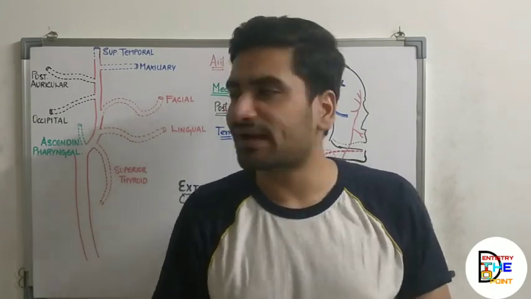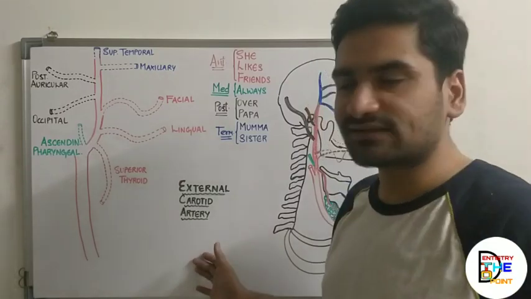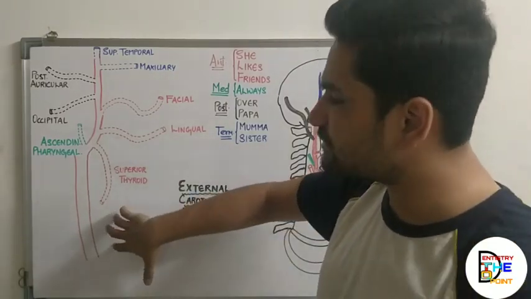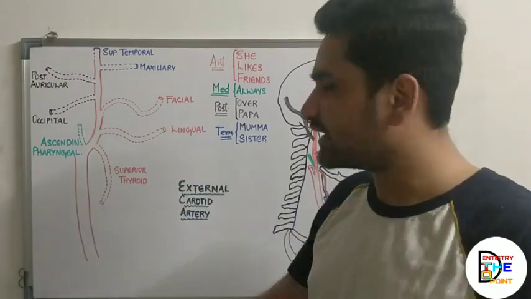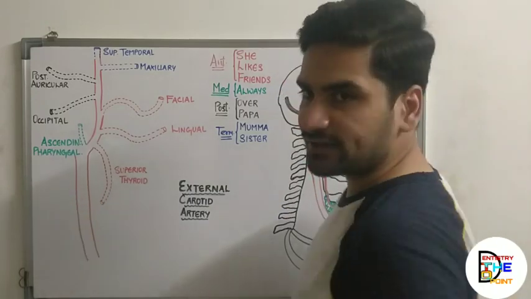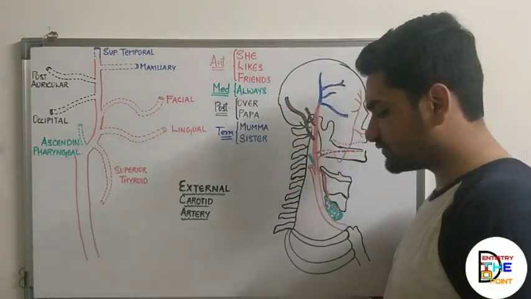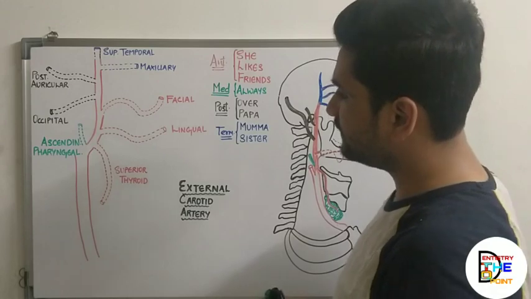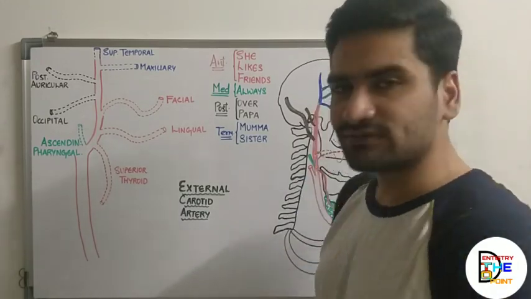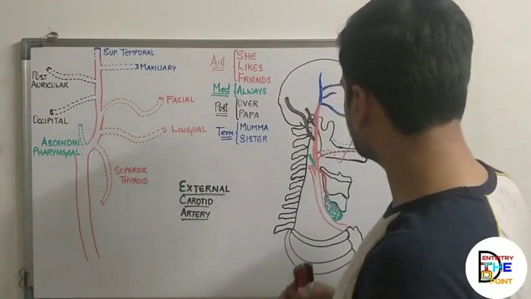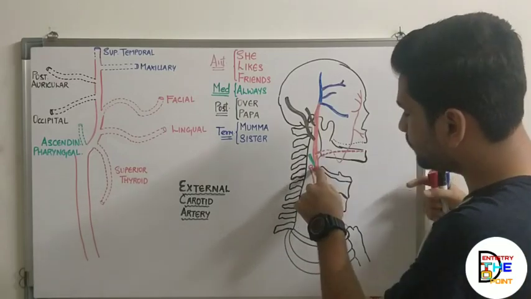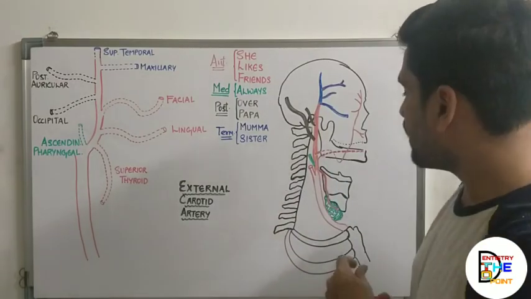So starting with the external carotid artery, as we all know, the external carotid artery is a branch of the common carotid artery, which is again a branch of the subclavian artery. The common carotid artery is going to give 2 branches. First one is your internal carotid artery and second one is your external carotid artery. Discussing the external carotid artery, it will be given off just opposite to the greater cornua of the hyoid bone.